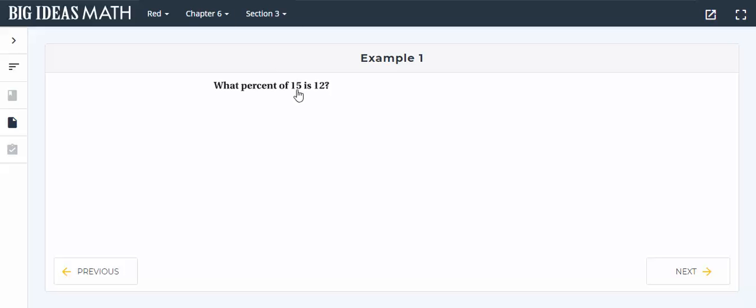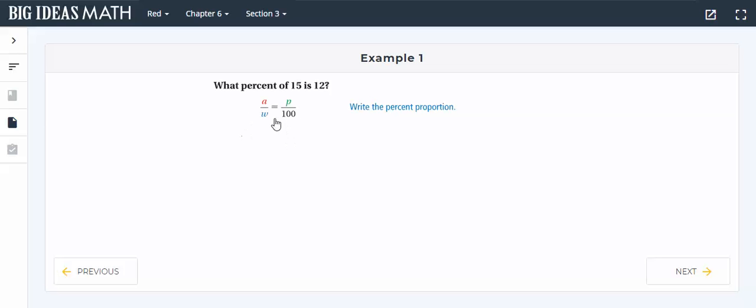Okay, in this example, we are going to do what percent of 15 is 12. And we're going to use a percent proportion. So when you do that, you've got your part to your whole. We call the part A because percent is P over 100. So just think of your A as your part to your whole, always equals your percent to your 100, because your 100 is always a whole for percent.